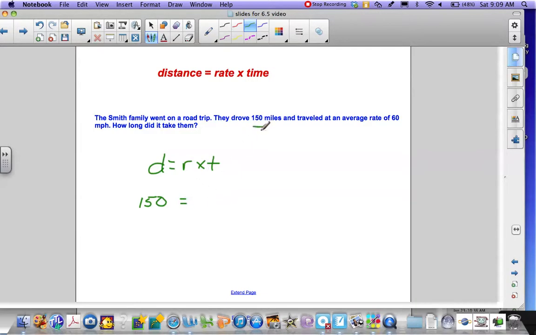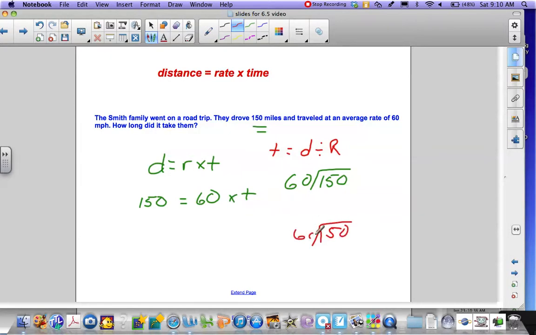So 150 miles is our distance. The rate is 60 miles per hour. How long did it take them? Okay, so 150 equals 60 times t. Now I don't know 60 times what number equals 150, so I'm going to divide 150 divided by 60. So what we're really doing here, we're looking for the time. It's going to be the distance divided by the rate. So 150 divided by 60.